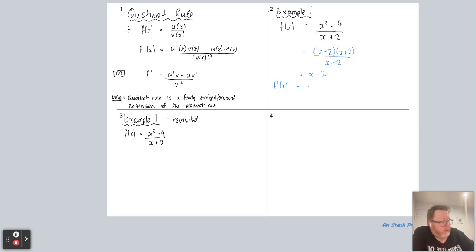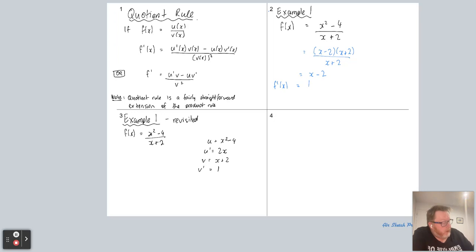Now let's have a look at doing that using the quotient rule. So we've got f of x equals x squared minus 4 over x plus 2, and we are going to use the same idea as we did in the product rule. I start with u, which is x squared minus 4. Then I work out u dash, which is the derivative of it, which is just 2x. Then I've got v, which is the bottom, x plus 2, and v dash is therefore equal to just 1.